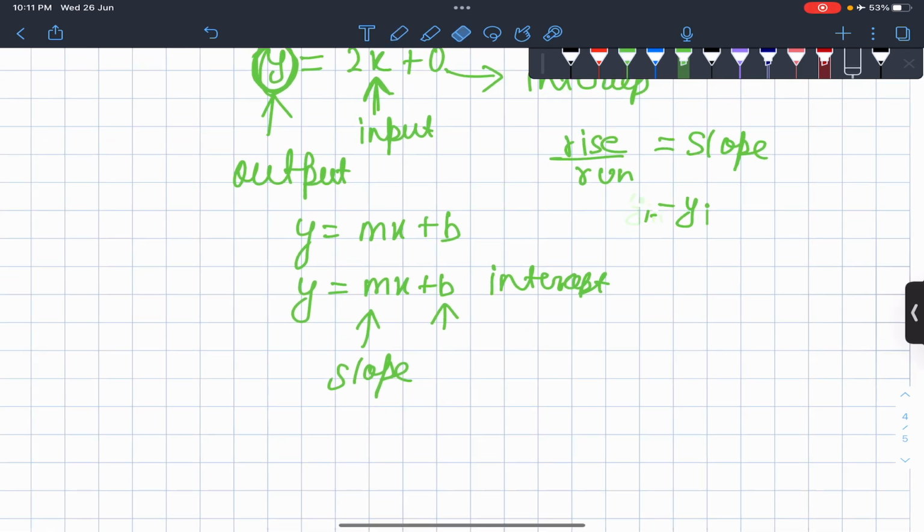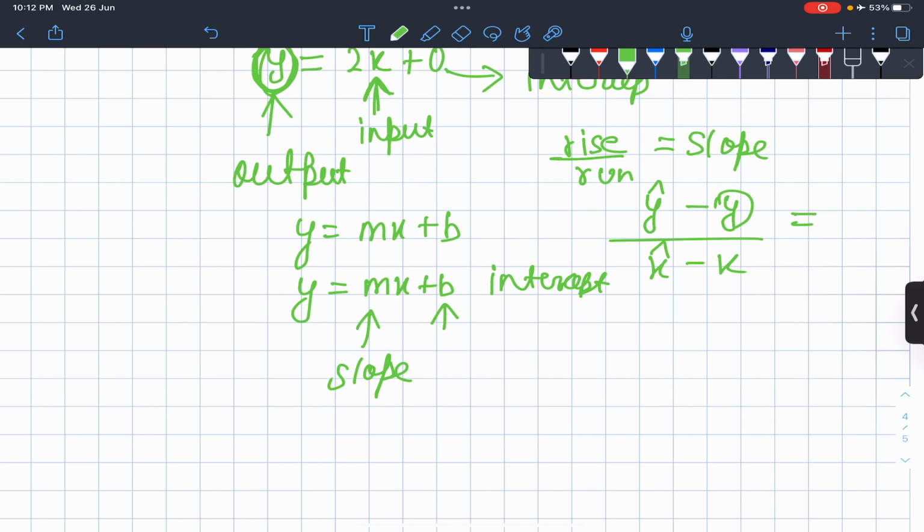Are you getting what I'm trying to say? Suppose this is y hat and this is y. Then x hat minus x. These are all the previous ones, and this is just the next one. So we will get our slope, and for every x and the next one, we'll get the same slope.